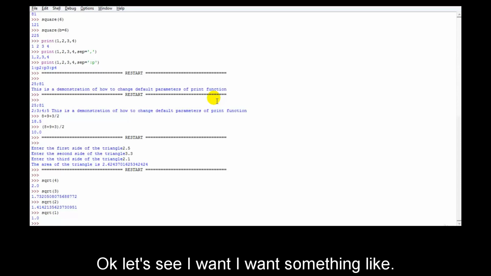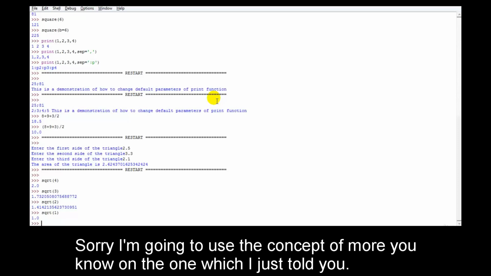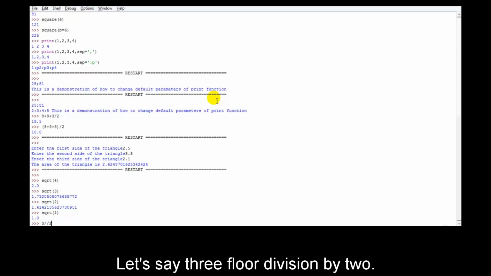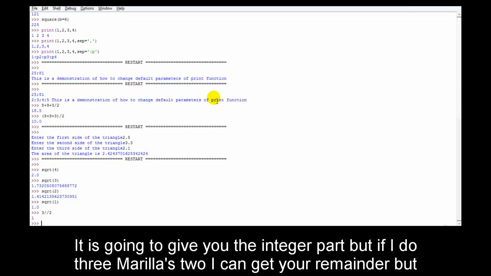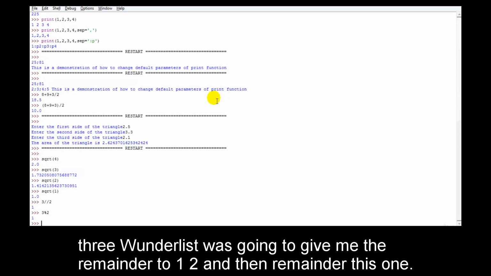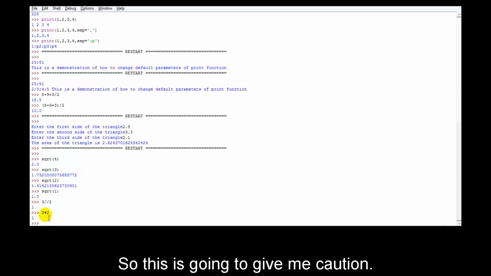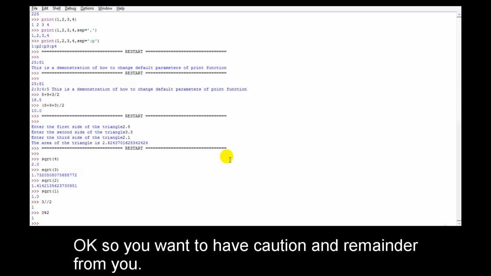Okay, let's say I'm going to use the operators of division and multiplication. Sorry, I'm going to use the concept of the one which I just told you. Let's say 3 floor division by 2. What is it? It is going to give you 1. It is going to give you the integer part. But if I do 3 modulus 2, I can get your remainder part. 3 modulus 2 is going to give me a remainder. 2 ones are 2, and then remainder is 1. So this is going to give me quotient. This is going to give me remainder. Okay, so you're going to have quotient and remainder from here.